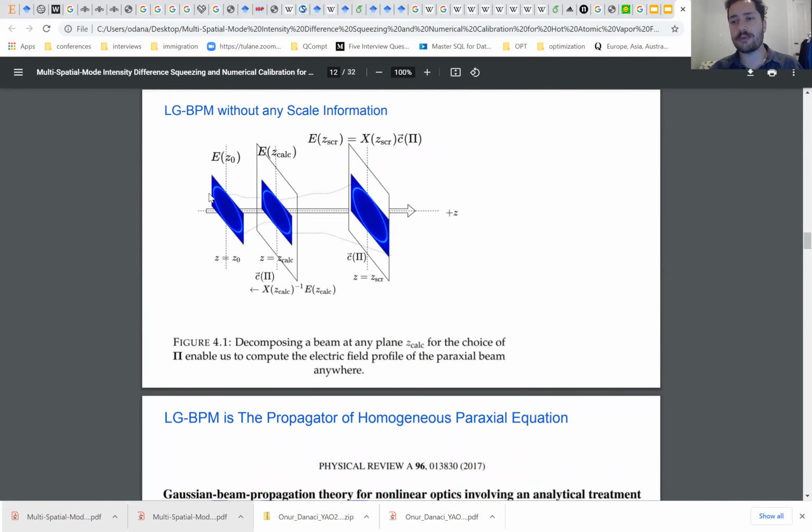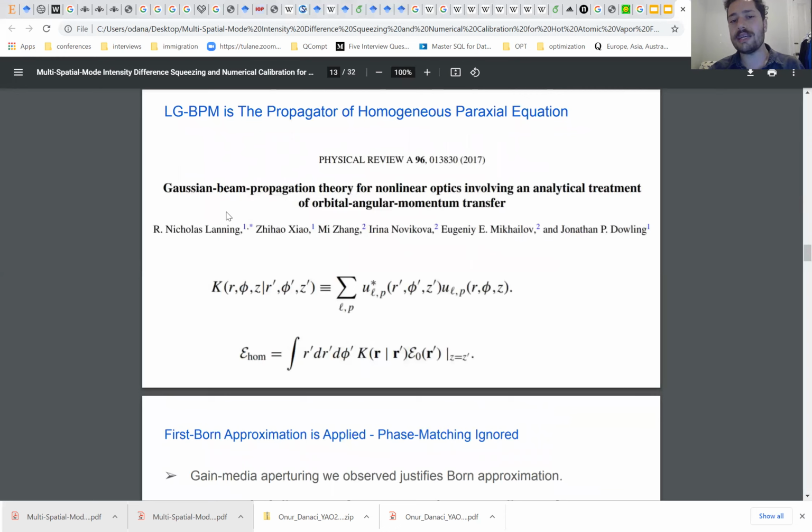And you can use this for your Fresnel diffraction calculations, or the homogeneous domain calculations. For example, you have a beam, you decompose it into Laguerre-Gauss modes at any plane z_calc throughout your propagation axis, and once you find your mode coefficients for any given set, you can propagate this forward or backwards. And this is actually corresponding to the propagator of the homogeneous paraxial wave equation. So this 2D decomposition and using it to propagate corresponds to the propagator.